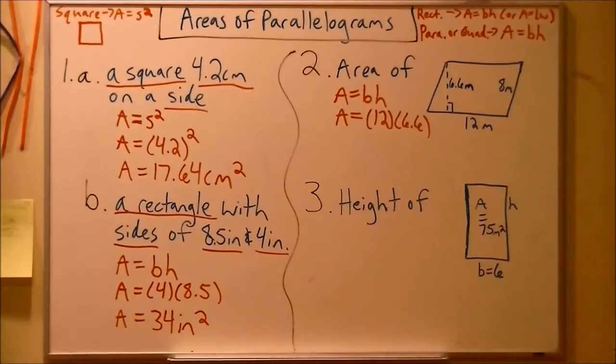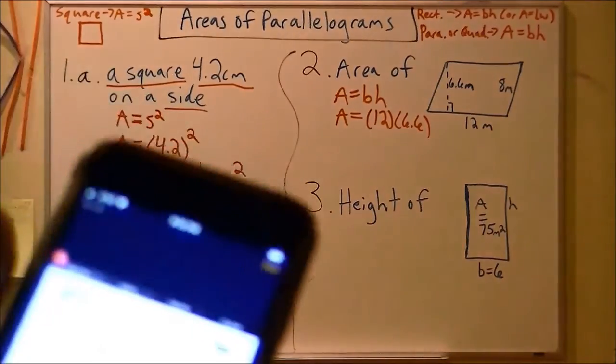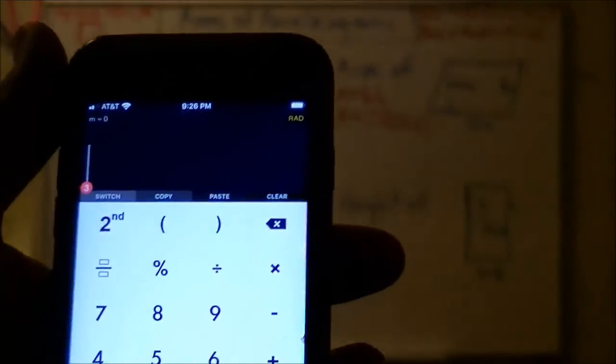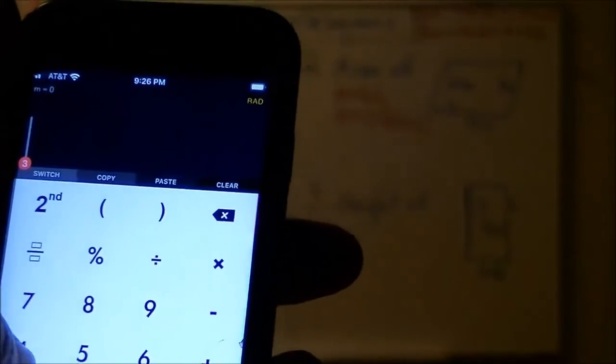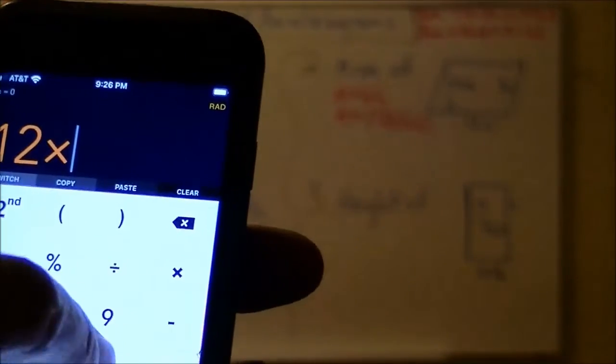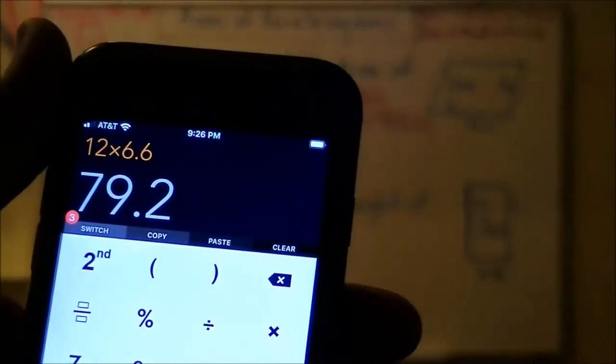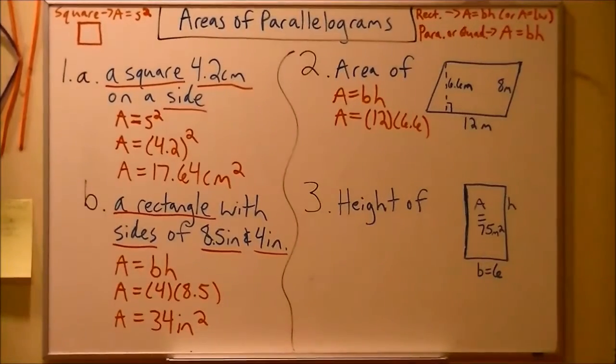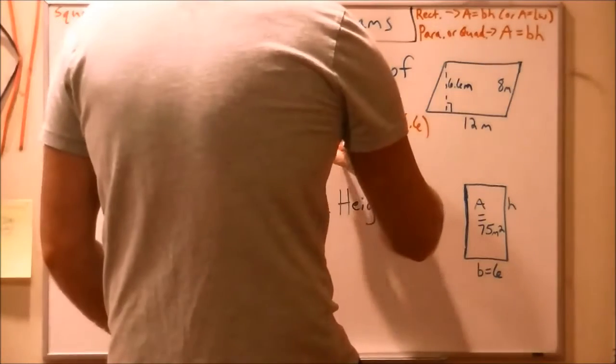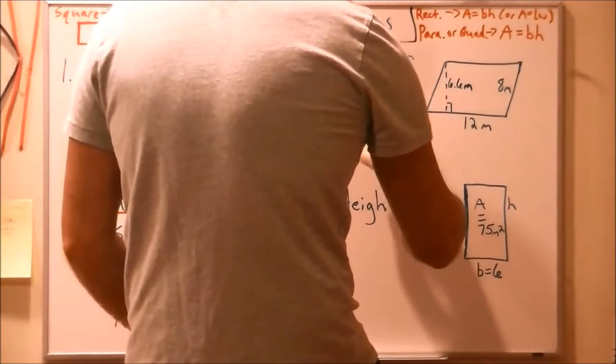Just multiplying two numbers together. So we could do that in our heads. It's large enough. We're not going to waste our time. And so I'm going to punch in 12 times 6.6. All right, what is 12 times 6.6? That is 79.2. And so my A, or my area of that parallelogram, equals 79.2.